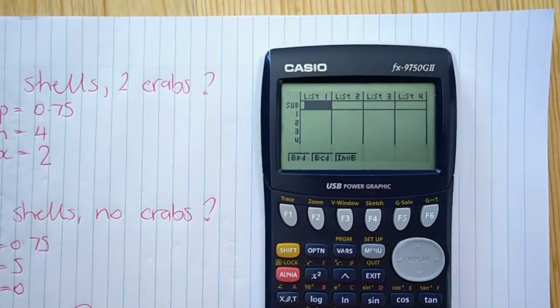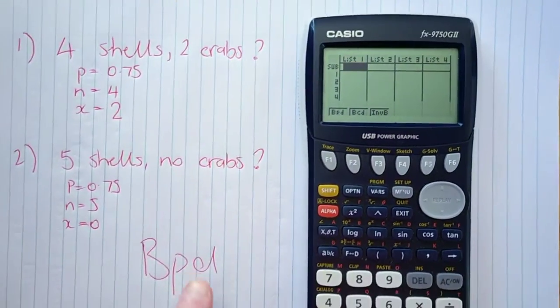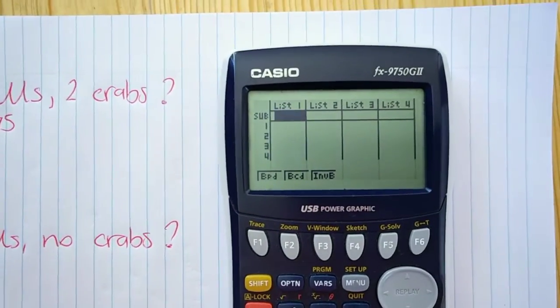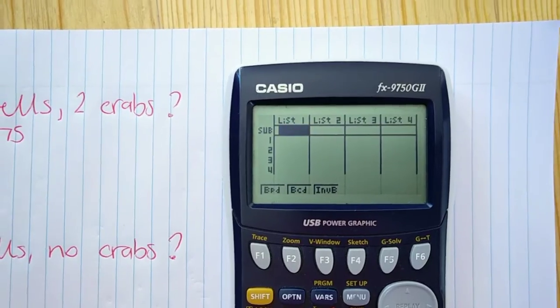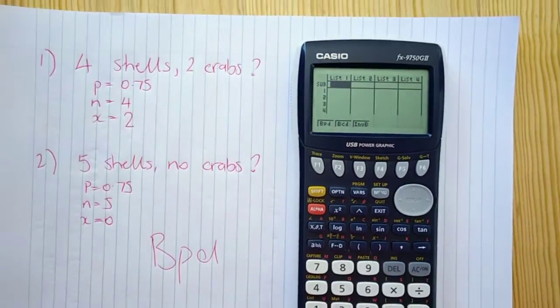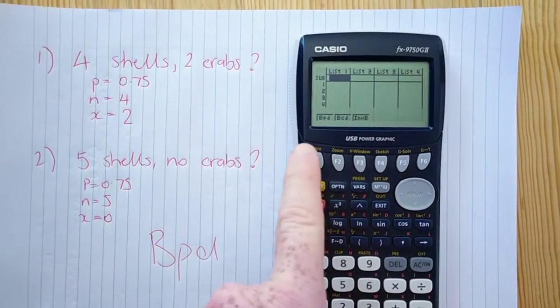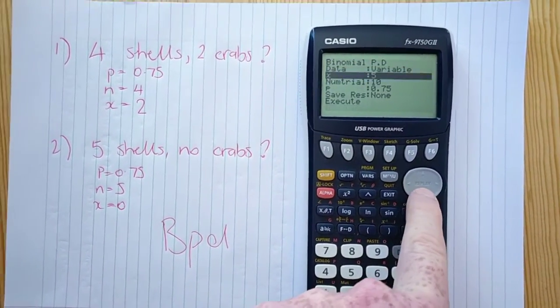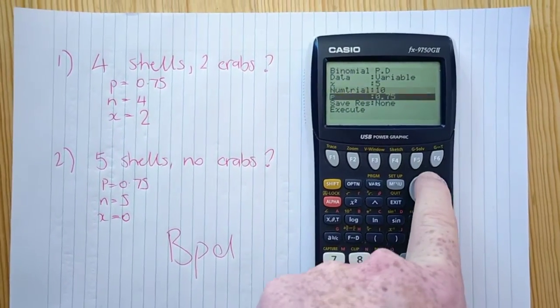And when you're in binomial, you have the usual options: BPD, which is what we're doing with exact values, BCD, which is the cumulative mode, which will add up ranges, and inverse binomial, which is pretty useless as well. So we're going to click on BPD mode, and we've got X, num trial, and P to enter.